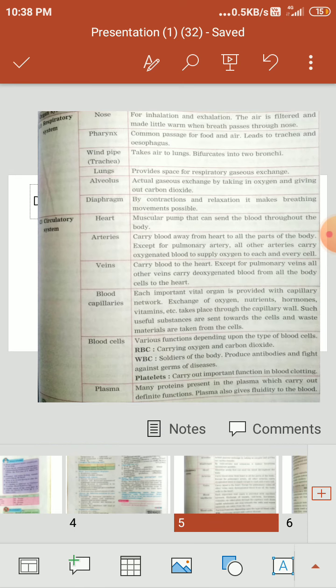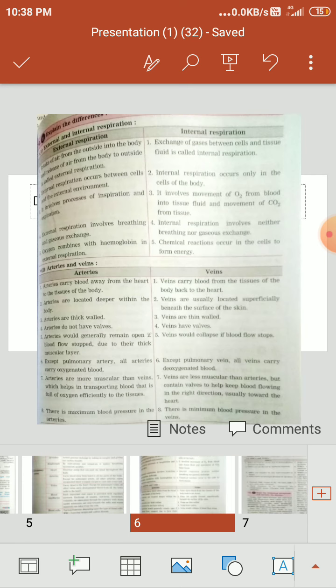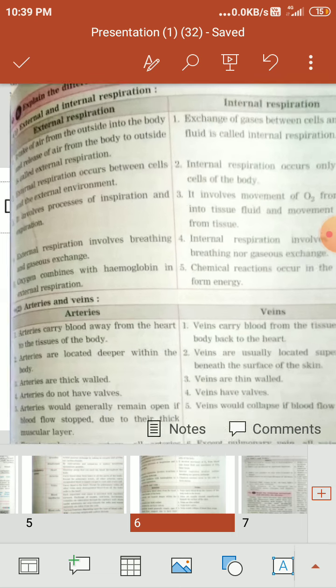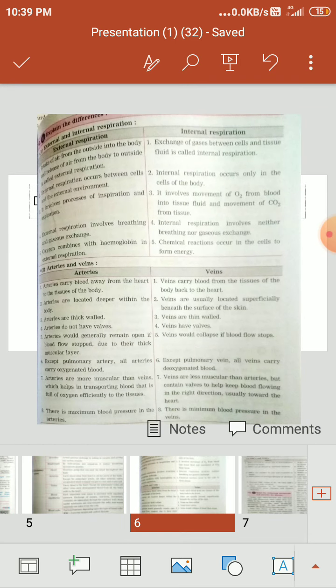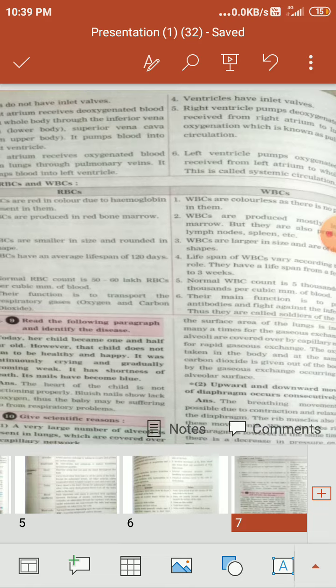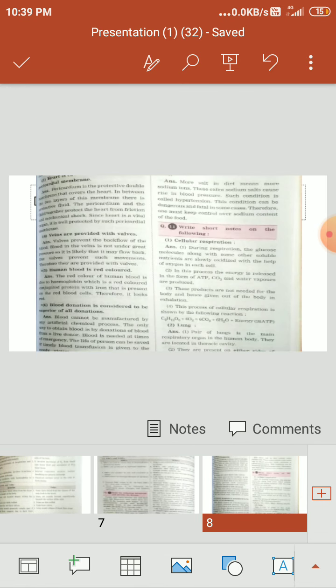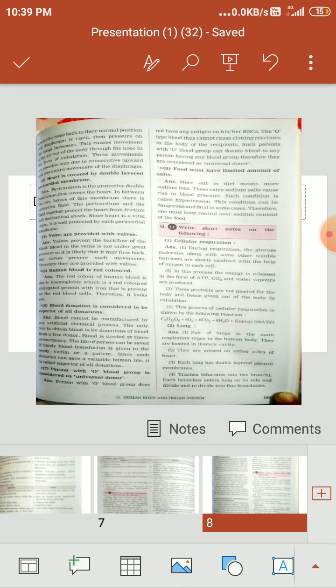Next, there are also many questions and answers: the functions of blood, differentiate between arteries and veins, external respiration and internal respiration. Here the explanation of WBCs, RBCs, and scientific reasons are all given. You have to note them down in your workbook or notebook.